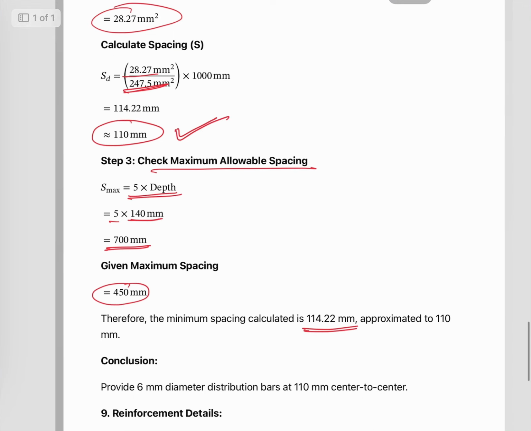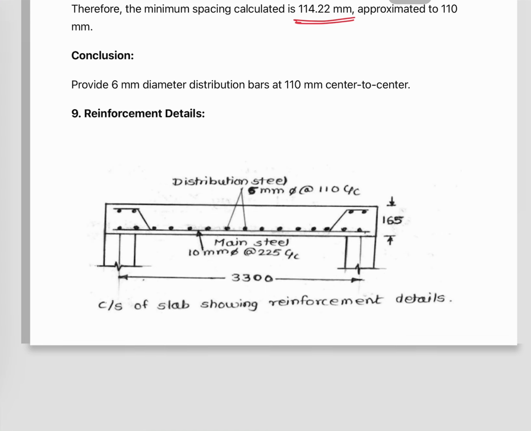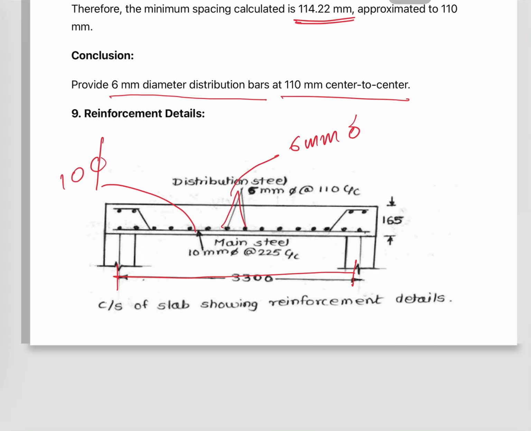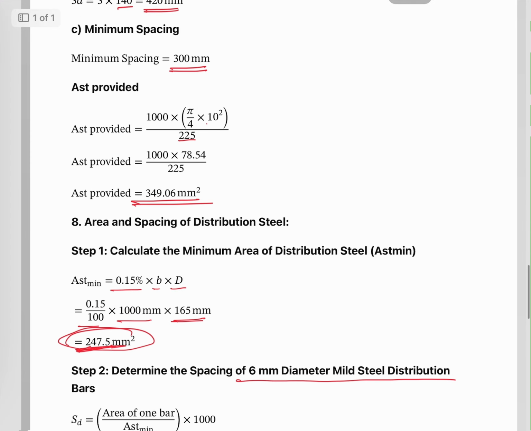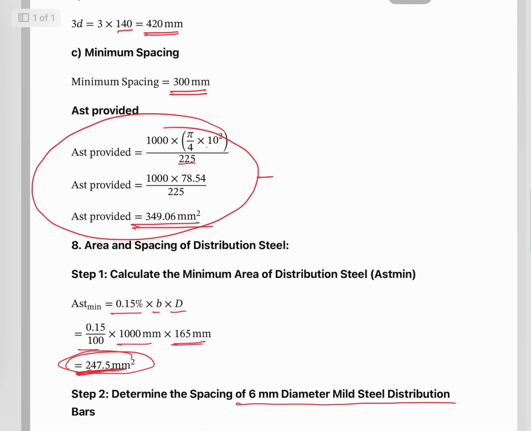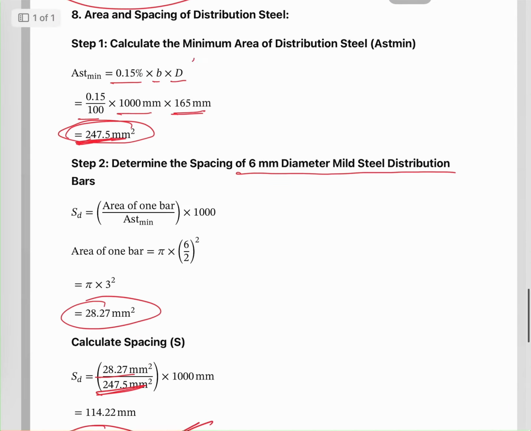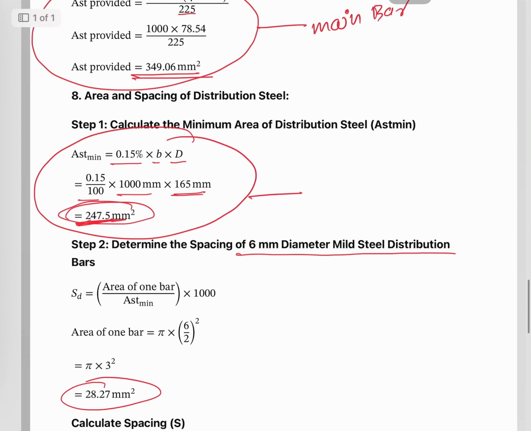Okay, so this is the reinforcement detailing we have. The conclusion is we can provide a 6 mm diameter distribution bar at 110 mm center to center. This is the total reinforcement, and this is the effective length, guys. These are the main bars of 10 dia, and these are the distribution bars of 6 dia. So we have calculated this one as the main bar, and this one as the distribution bar.